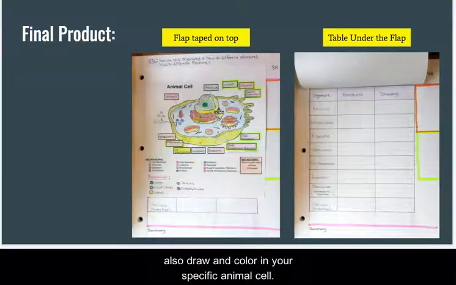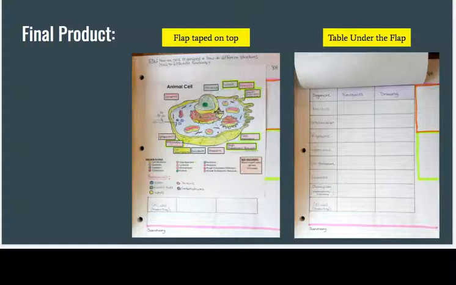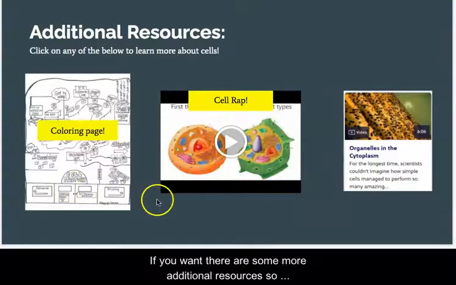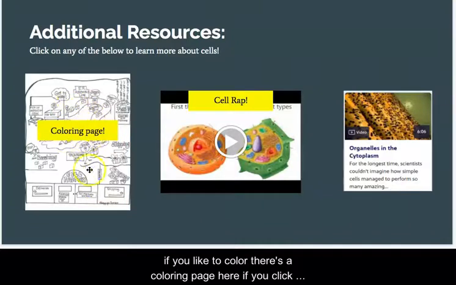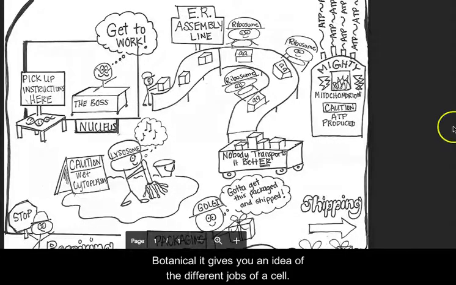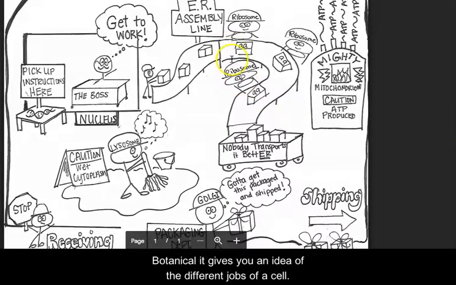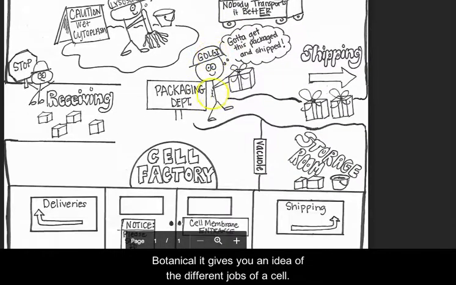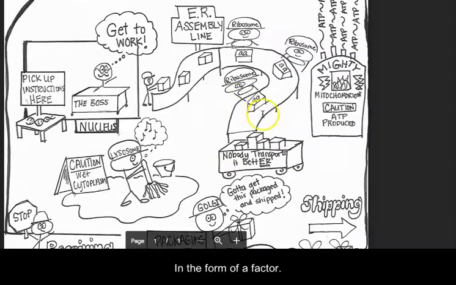specific animal cell. If you want, there are some more additional resources. So if you like to color, there's a coloring page here. If you click on it, you can go to that coloring page. It shows you the cell as a factory. So it's kind of cool. It gives you an idea of the different jobs of a cell in the form of a factory.